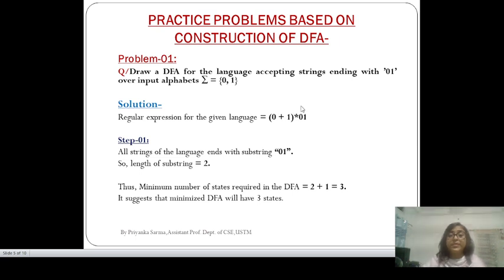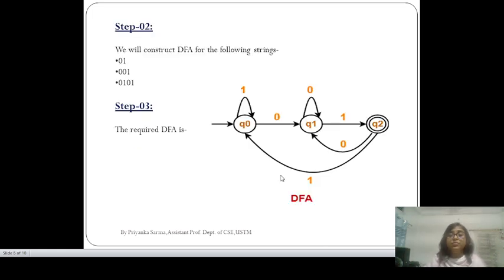So this is a regular expression for the given problem. Now next, we have to identify the string. Now based on the string 0, 1, 0, 0, 1, 0, 1, 0, 1, we are going to design the machines. Fine. So step number 3, we are going to design the machines.